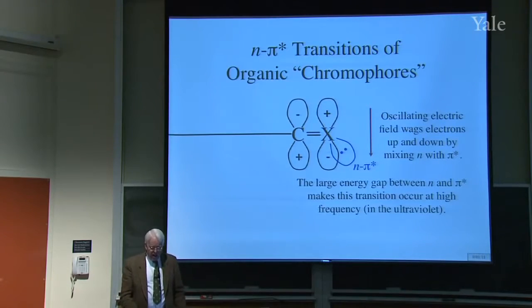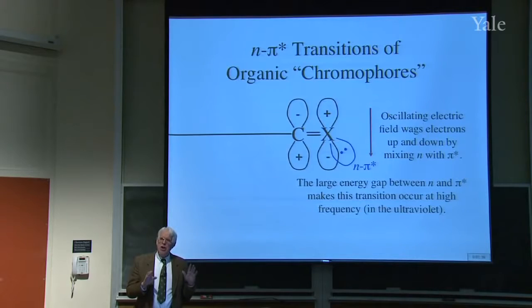And the large energy gap between the unshared pair and pi star means that this transition occurs at very high frequency. Because remember, the frequency of cycling in and out of phase is the difference in the energies of the two things. So if they're fairly far apart, it'll be a very high frequency of light, not in the visible. So it's in the ultraviolet. How could you make it? How could you make those two orbitals closer in energy?